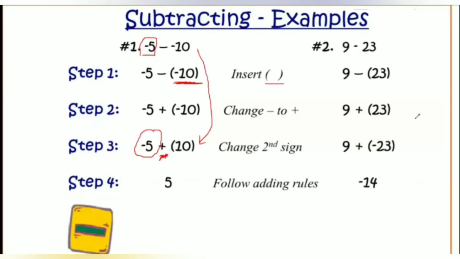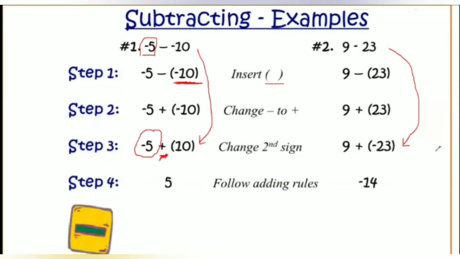Okay, how about the second example, 9 minus 23? Okay, so you're putting the 23 in the parentheses, just to emphasize that 23 here is positive. Okay, so 9 minus 23, the minus becomes addition plus, and this positive 23 turns into negative, its opposite. So to say 9 minus 23 is the same as 9 plus negative 23.